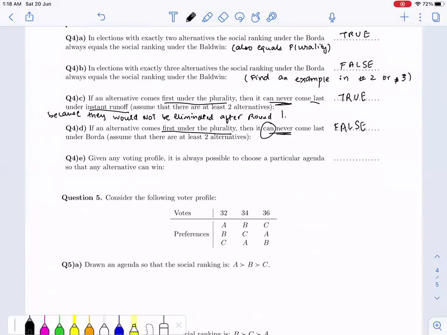Finally, given any voter profile, it is always possible to choose a particular agenda so that any alternative can win. Not really. Sometimes you can do this, but let's say if you have only two alternatives, there's only one possible agenda.